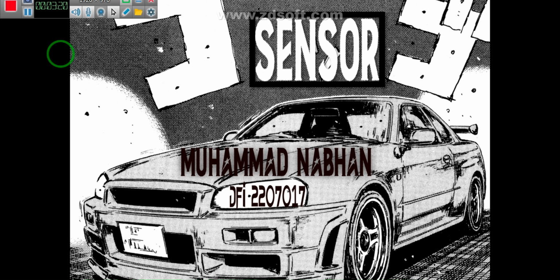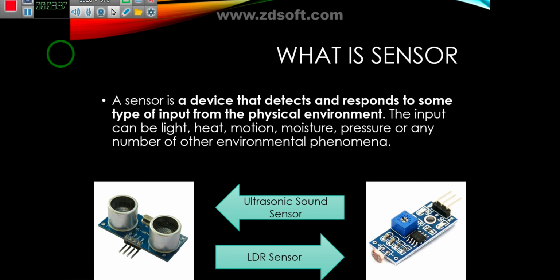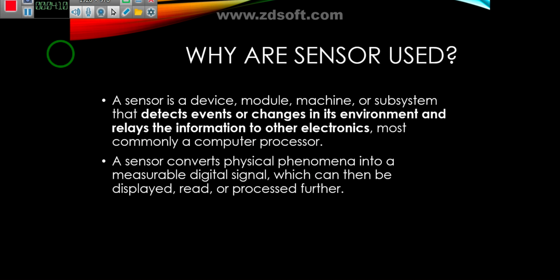Okay, then we will go to my part. There is a sensor. What is a sensor? A sensor is a device that detects and responds to some type of input from the physical environment. The input can be light, heat, moisture, pressure, or any number of other environmental phenomena. As you can see, this is an ultrasonic sound sensor, and on the right, you can see an LDR sensor.